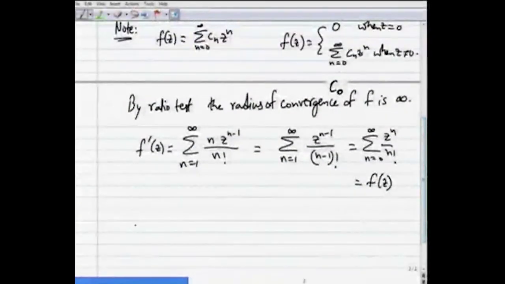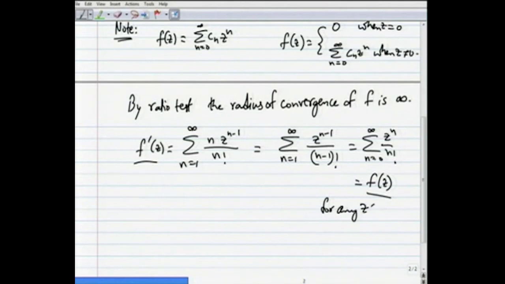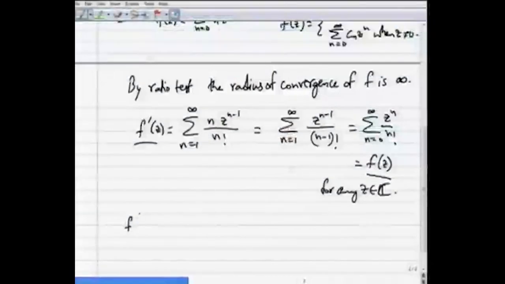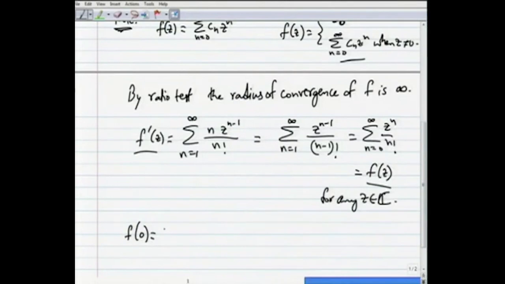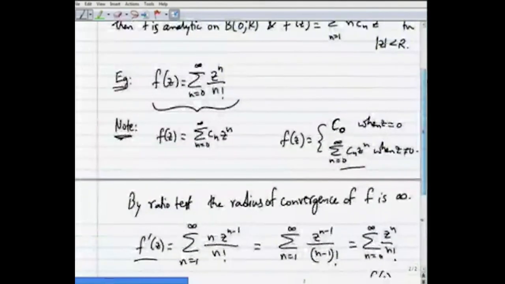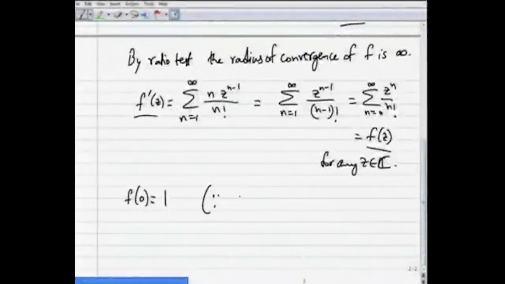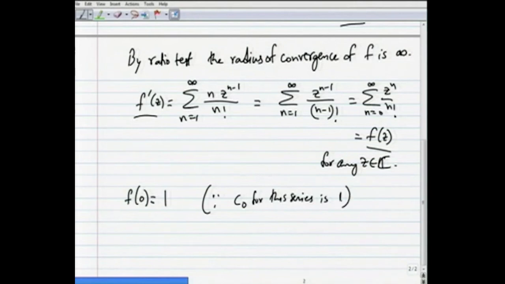So, we have shown that f prime of z is nothing but f of z for any z belongs to C, I apologize, not R, because the radius of convergence is infinite. Not only that, observe that f of 0 should actually equal 1, because c 0 for this series is 1 by 0 factorial, and 0 factorial is defined to be 1. So, you have 1. And f prime of z is equal to f of z.